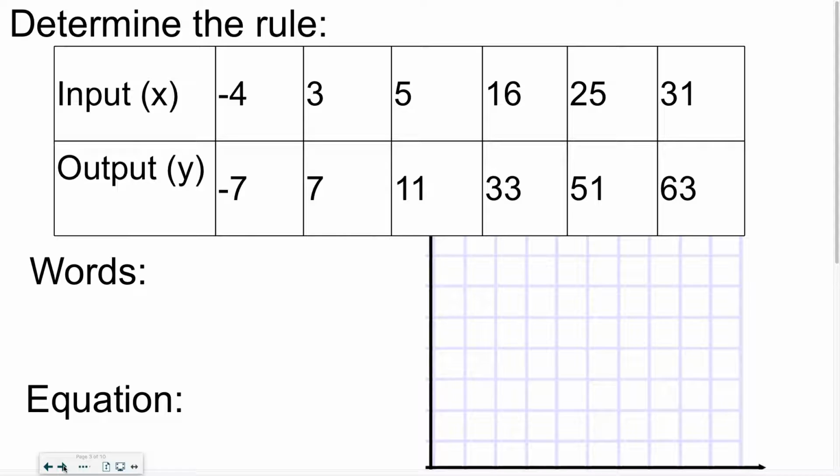We have -4 times 2, which is -8, plus 1, we get -7. Good. Let's try one more. We have 3 times 2 is 6. Add 1, 7. Yeah, it seems to be working. If it works for just one, do you think it's going to work for all? If there's a general rule.